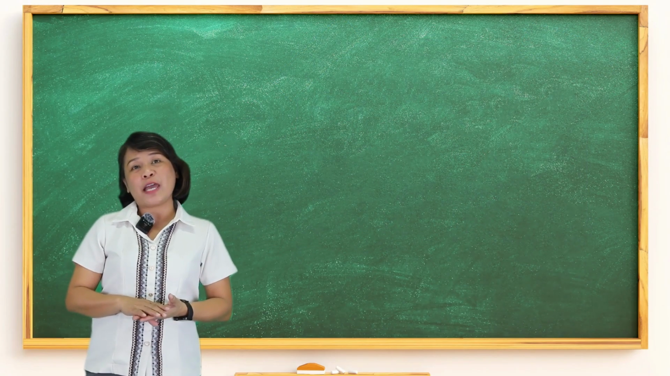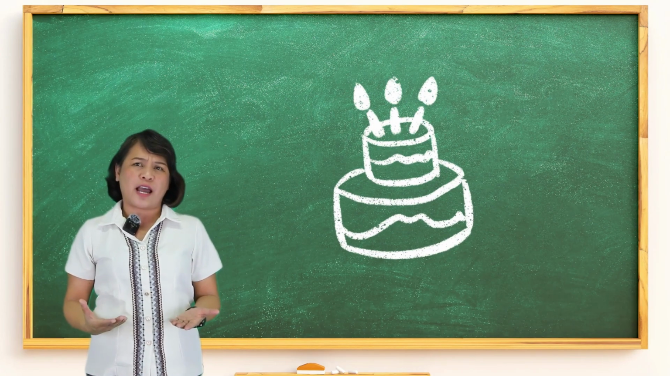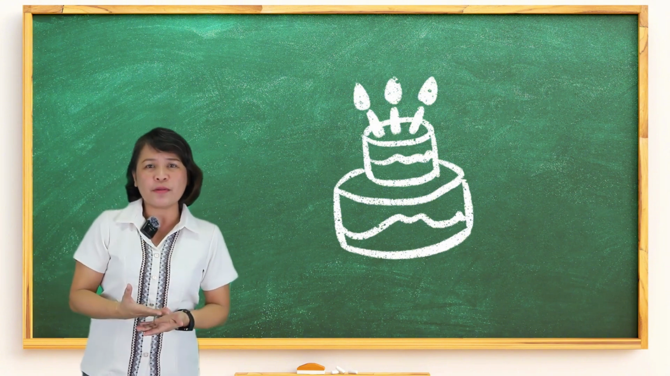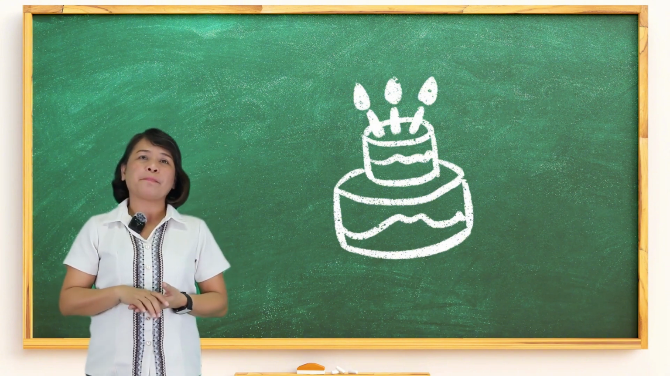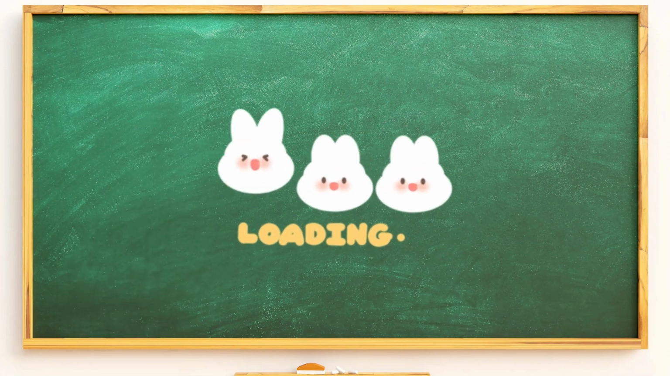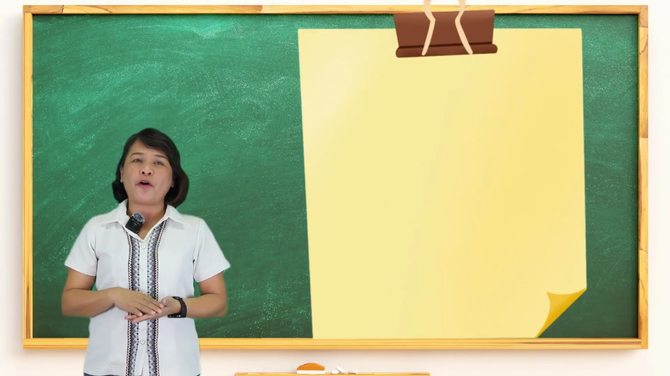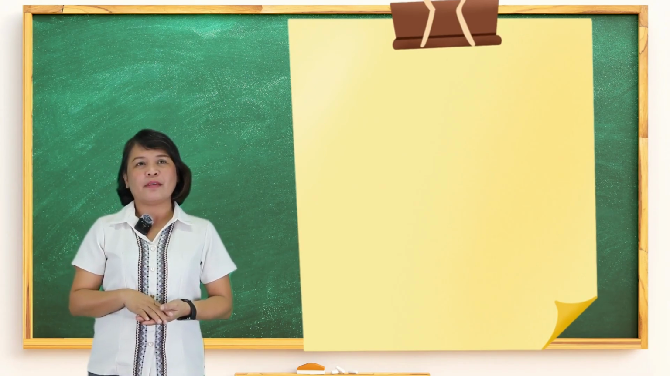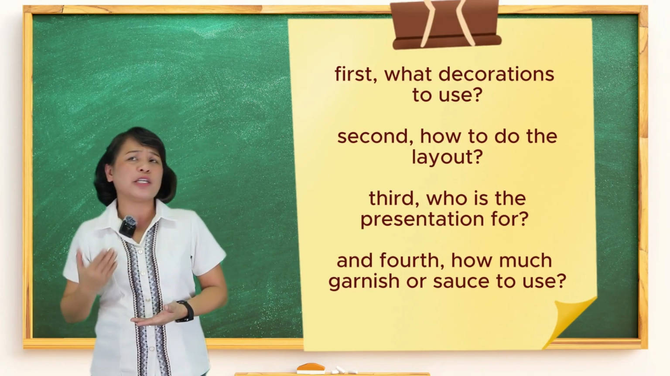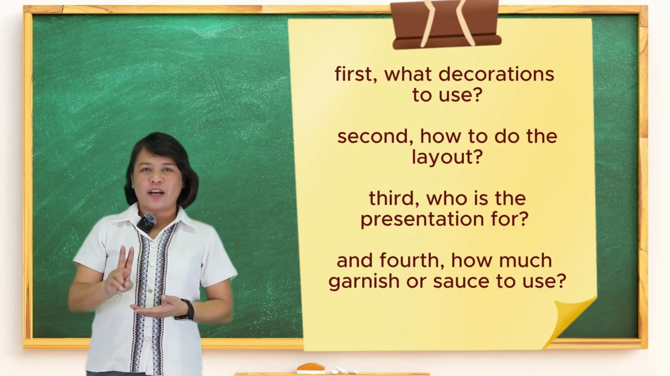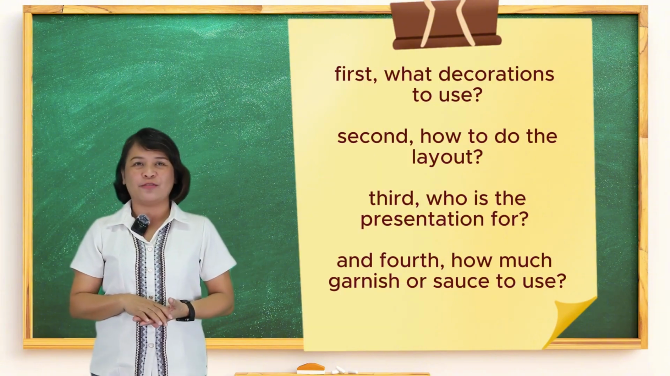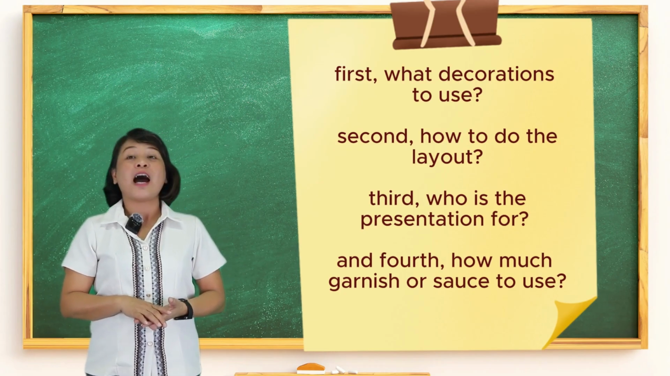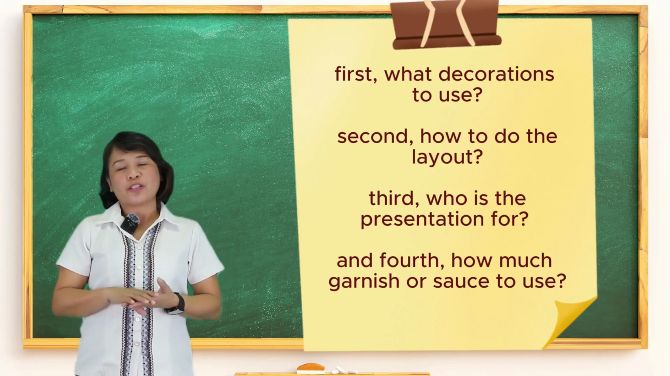The examination of cake presentation involves how a baker decides what decoration, how, for whom, and how many elements to use on the plate. These are the four basic questions in plating. I'll repeat. First, what decorations to use? Second, how to do the layout. Third, who is the presentation for? And the fourth, how much garnish or sauce to use.